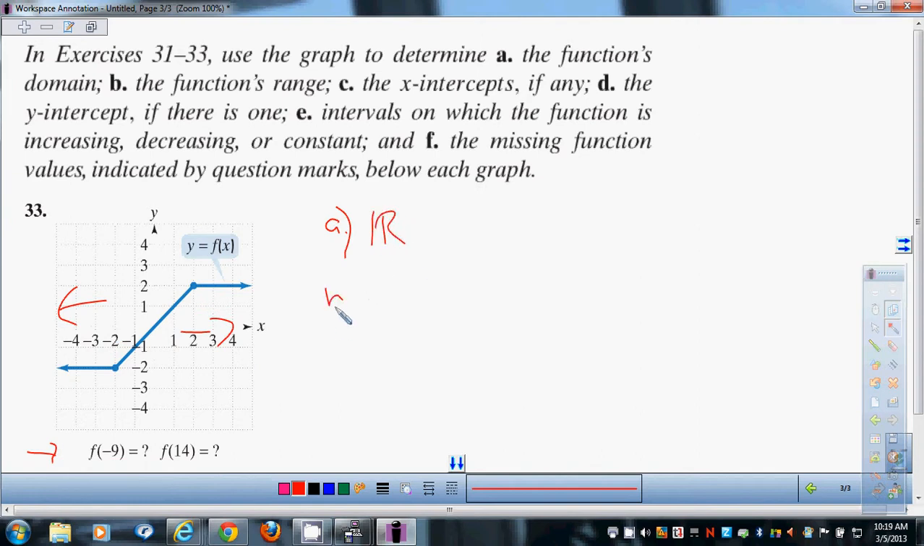What about the range? Holly? Very good. With what around them?